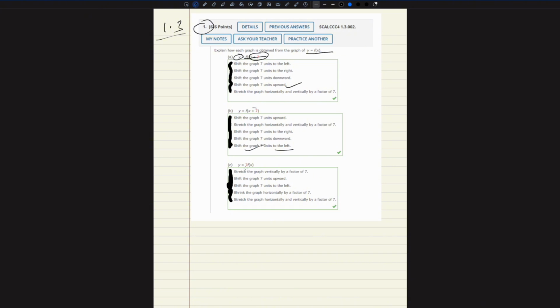Now for option number C, it will count for the y axis, but this time it will not shift downwards or upwards, it will stretch because it is multiplying by 7, so it will stretch by a factor of 7. So this is our answer.